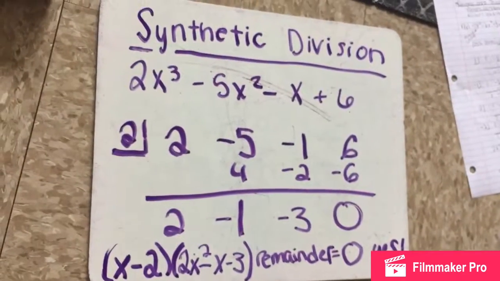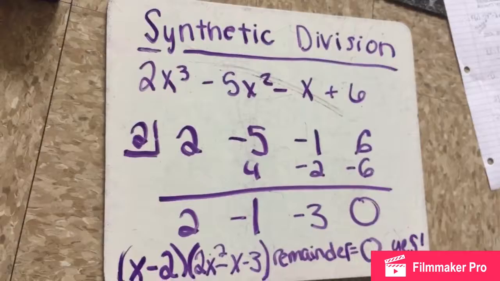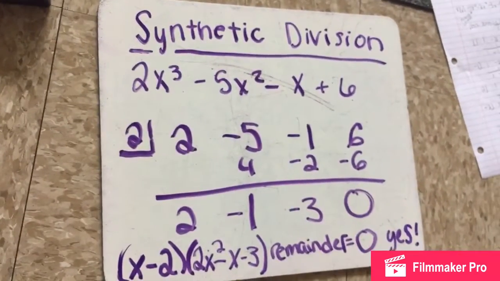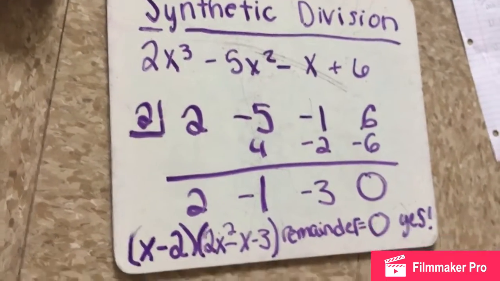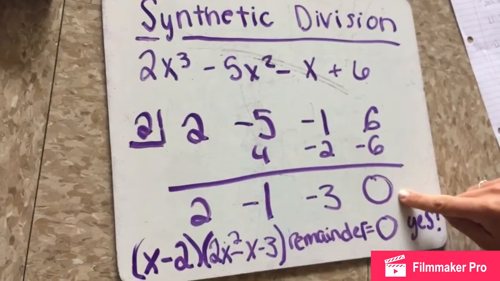So next you have to use synthetic division to solve the problem. You have to guess and check using all your possible zeros to figure out which one gives you a remainder of 0. So in this case, the possible zero of 2 gave us a remainder of 0.